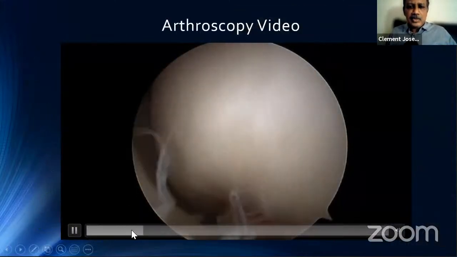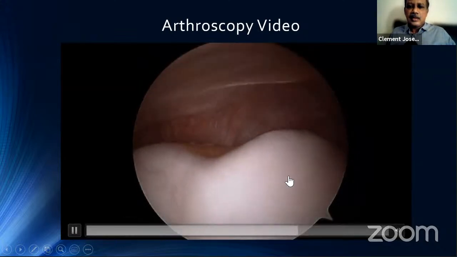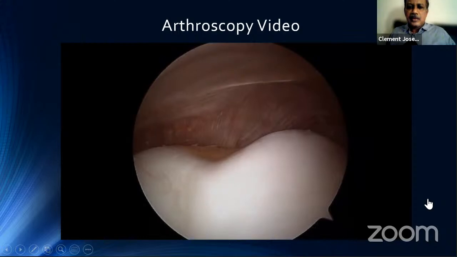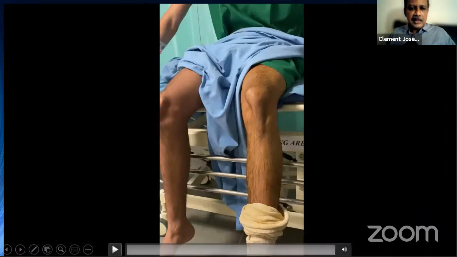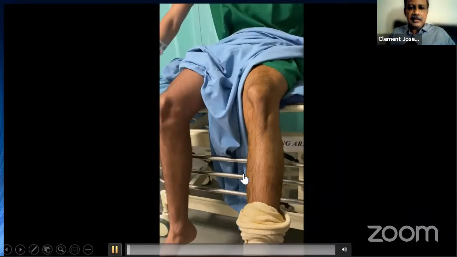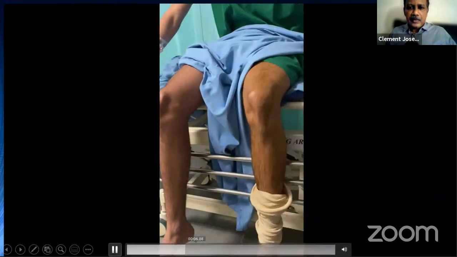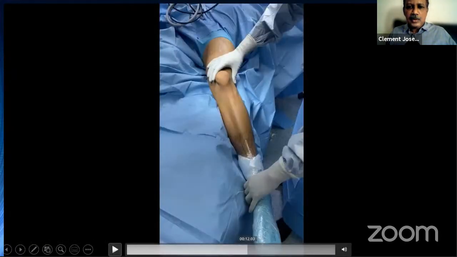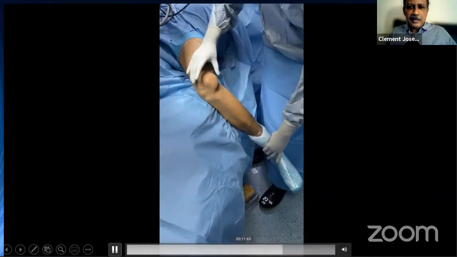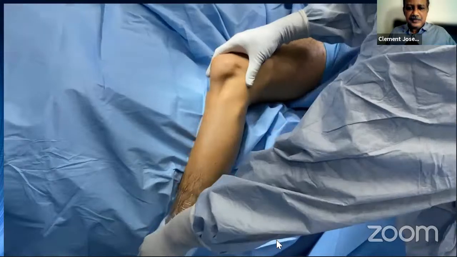So this is how the arthroscopy was looking. This is the view from the superolateral portal, and these are the clinical videos. You can see there is a prominent tilt. The J sign is also positive, and this is what it looks like under anesthesia. Even at 70 degrees, it is slipping out. So this is the tibial tuberosity, how it looks clinically.